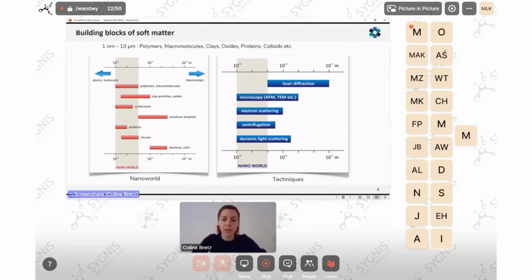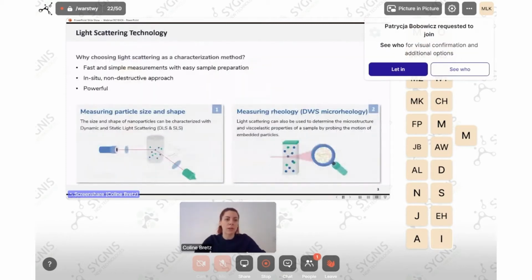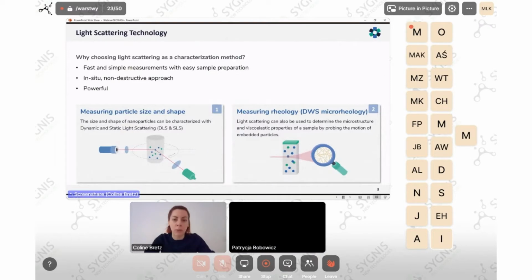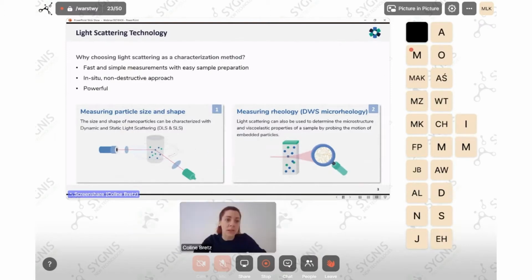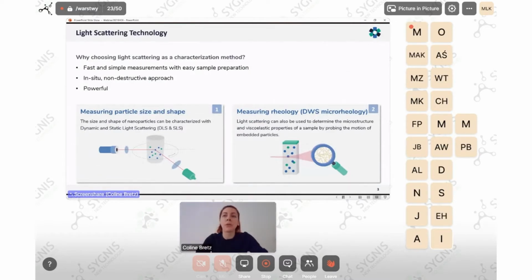Now, when we look at microscopy techniques, like electron microscopy or AFM, for example, I think we all know that these techniques are rather expensive and also require quite a lot of sample preparation. And this is where light scattering can really help for characterizing materials and biomaterials in the nano world. We choose it as a characterization method because first, the sample preparation is rather easy. We can do fast and simple measurements. It's really just loading a sample in a cuvette, loading the cuvette in a device, and then starting a measurement, which takes about 1 or 2 minutes.